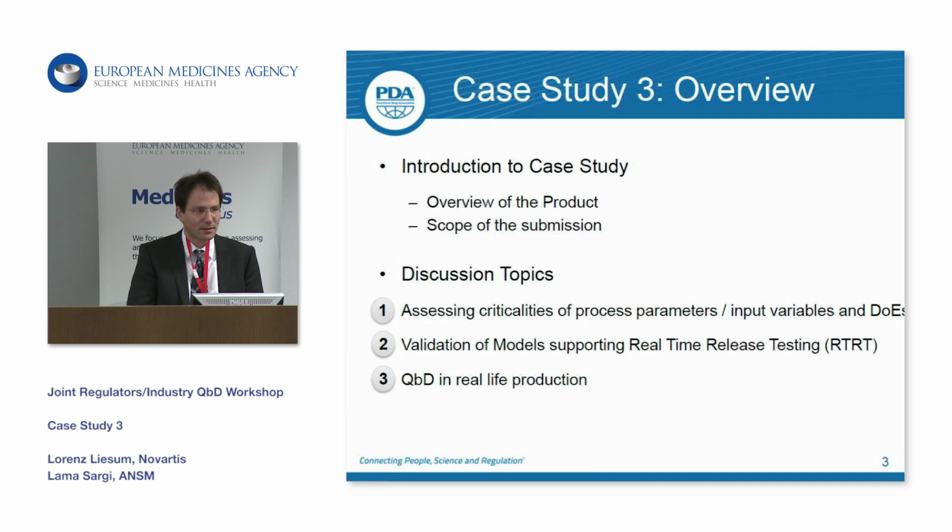The first one being, as already mentioned this morning, how to assess criticality of process parameters, how to deal with DOEs, in finally defining a design space. Then we will move forward to the control strategy and see how multivariate models such as content uniformity NIR or even multivariate statistical process control models were utilized as part of the control strategy.